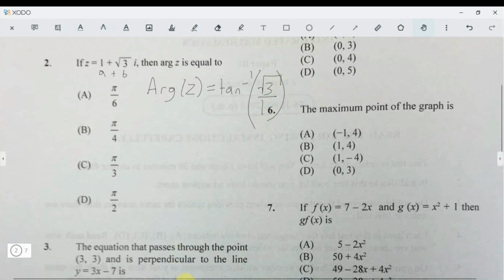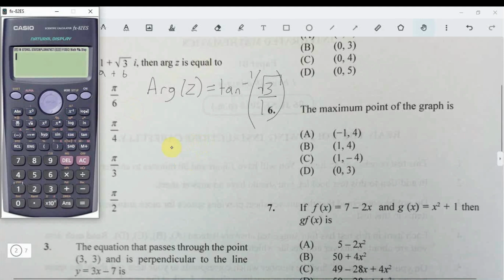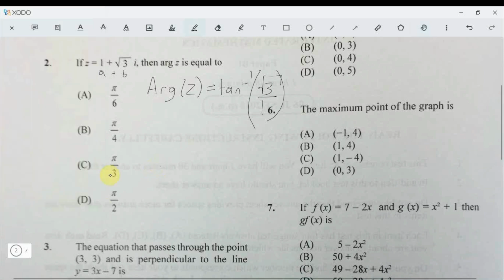So all you have to do now is just take out your calculator. But the key thing is when you take out your calculator, you want it to be in radians. So we're going to go tan inverse, but put your calculator in radians. So tan inverse root 3 divided by 1 equals, there we go, pi over 3. So that is option C. Alright, really nice.